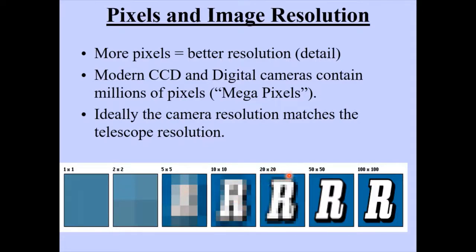This is 20 by 20. This is 50 by 50, and by the time we get to 100 by 100, this is 10,000 pixels. The image looks pretty good, right? It's hard to tell unless you maybe magnify this image. You wouldn't be able to tell that there are individual pixels in there. So this is only 10,000 pixels. So again, most modern cameras have millions of pixels.